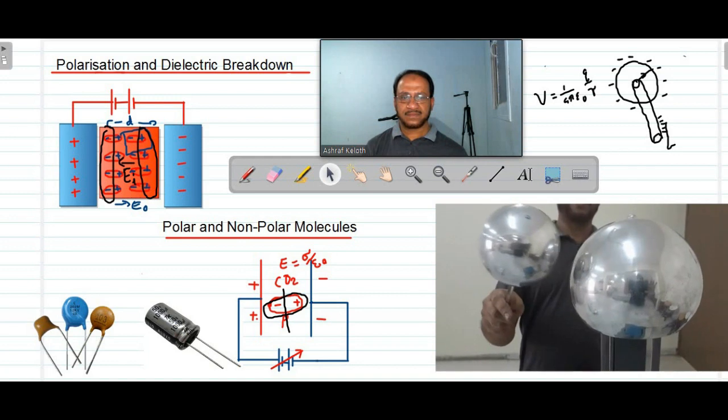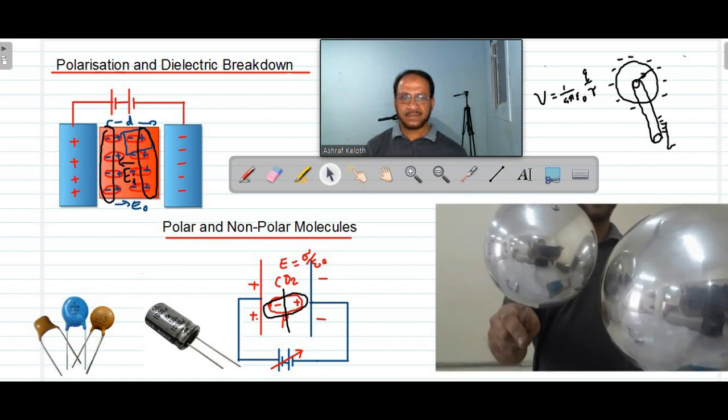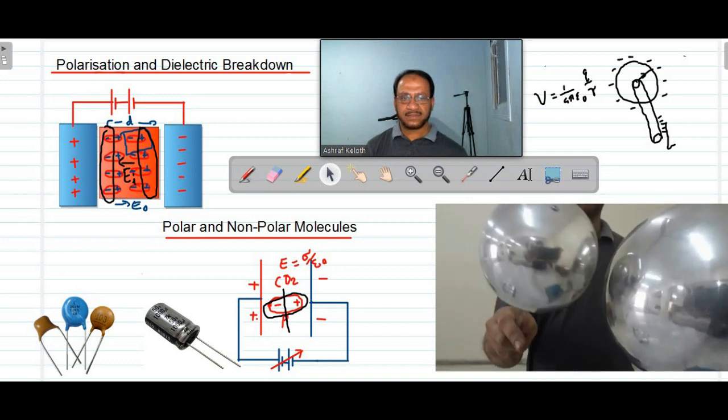Just like lightning happening between these two metallic poles, because of the high charge induced on the large sphere, about 10,000 volts.